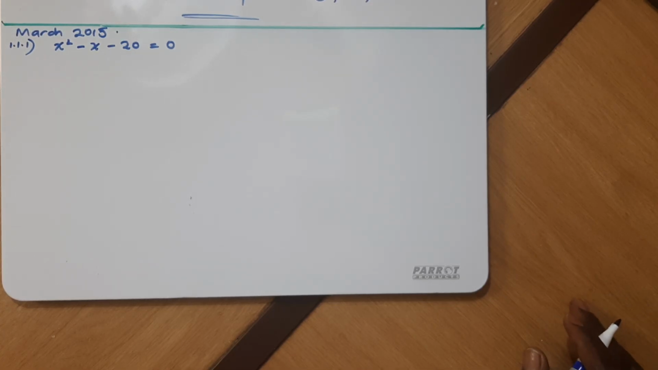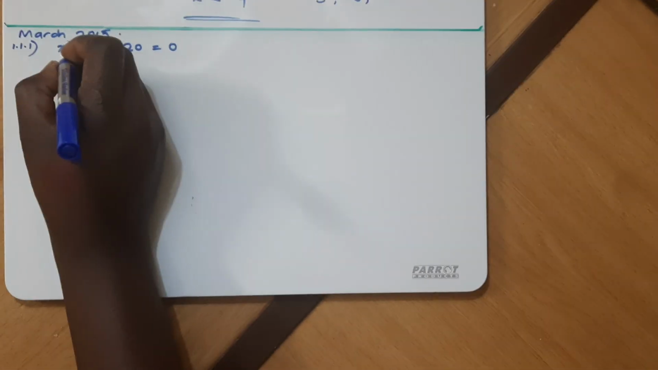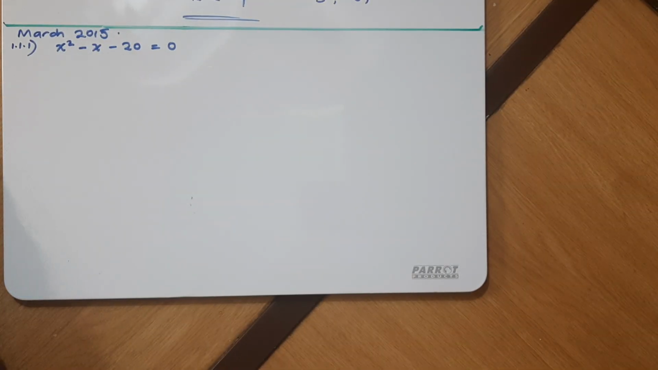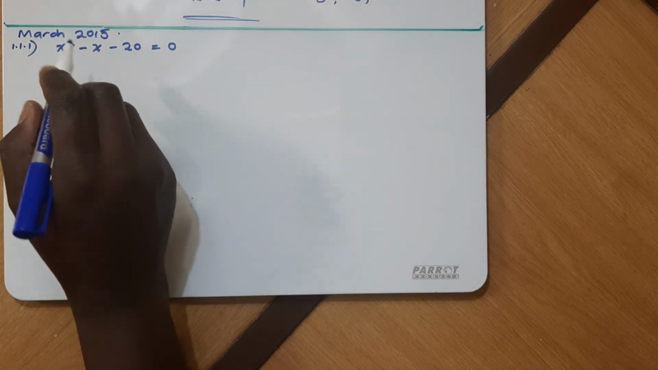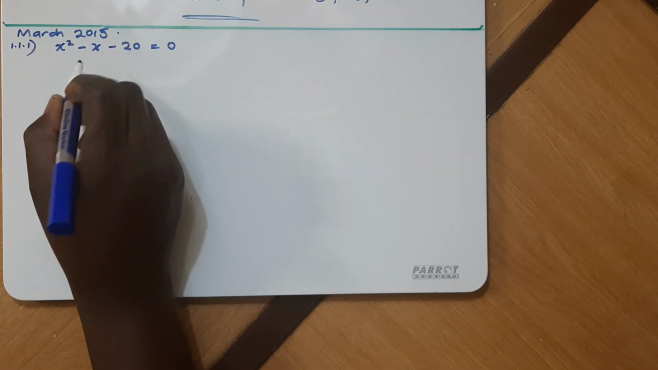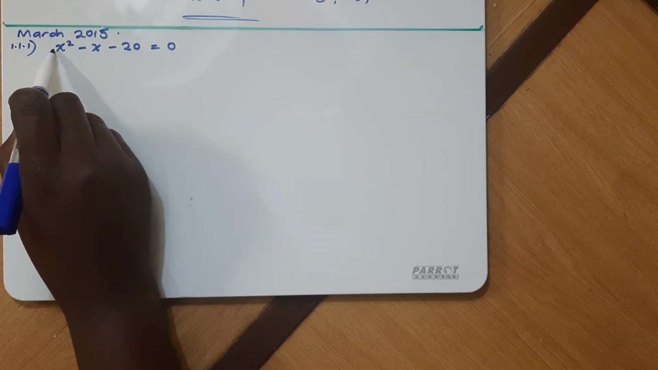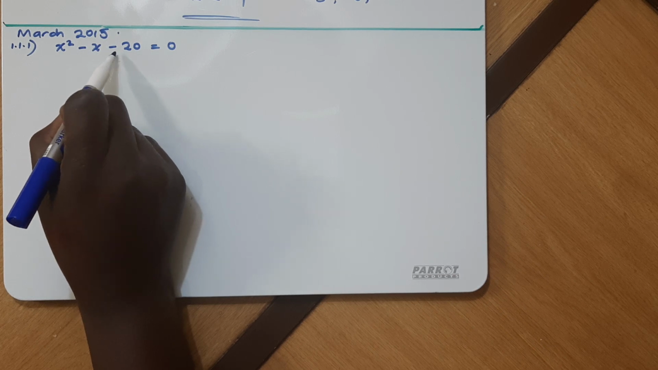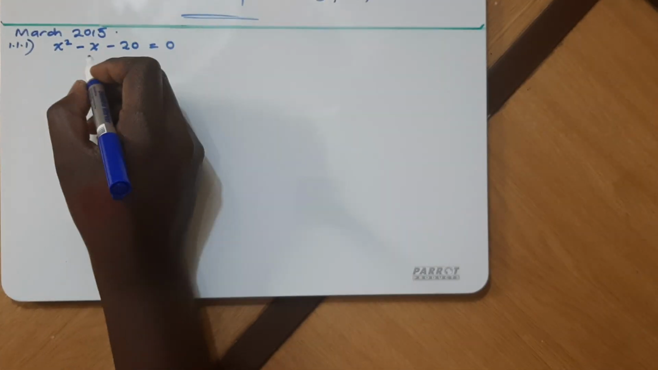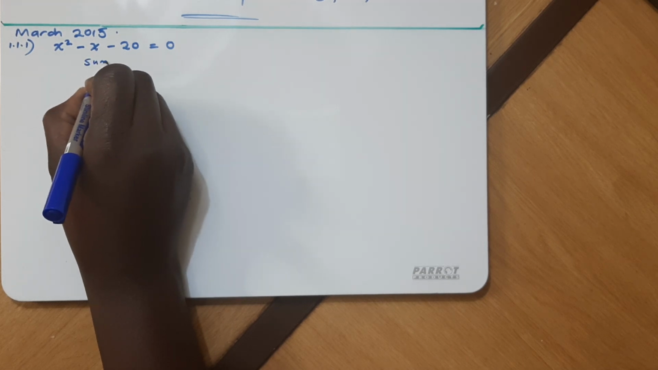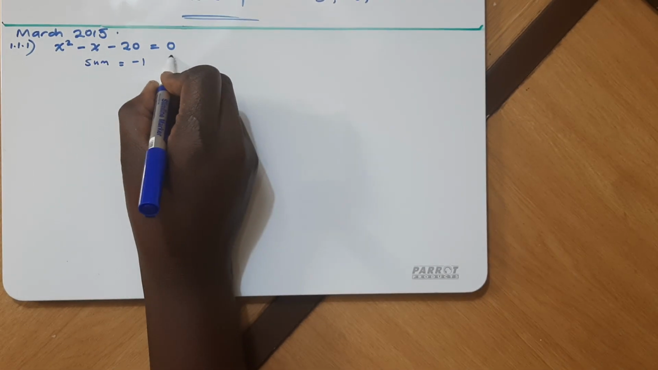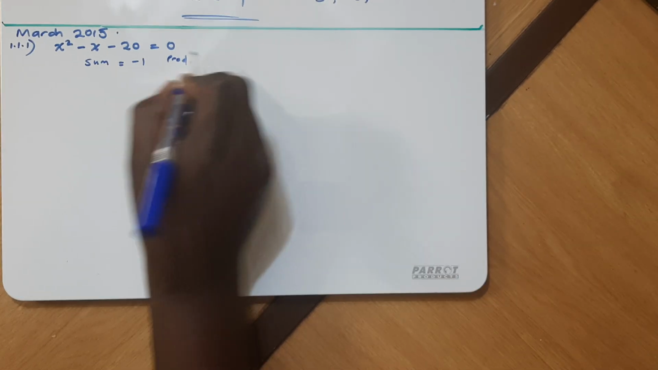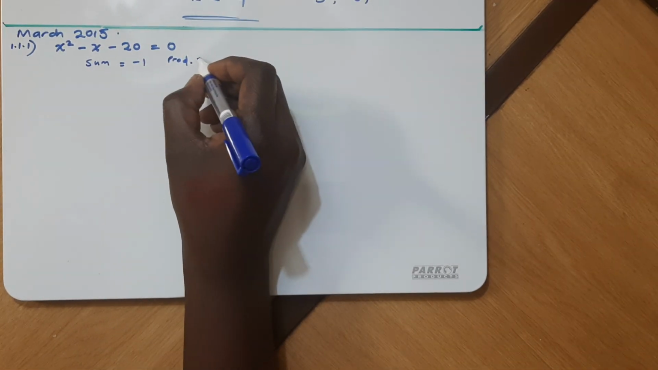So our next question is March 2015, question 111, where it's a quadratic equation, x squared minus x minus 20 equals 0. So we go through the same process again. We have our coefficient of a is 1, our coefficient of b is minus 1, and our coefficient of c is minus 20. So we look for two values whose sum is minus 1 and whose product is a times c, which is minus 20.